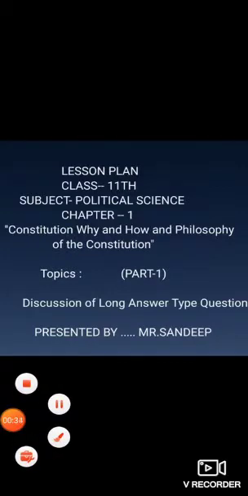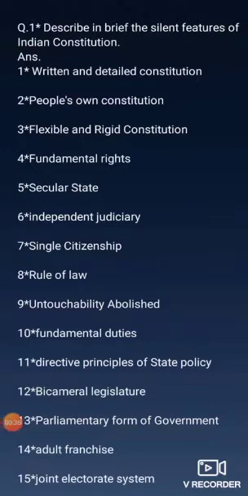Our first question: describe in brief the salient features of the Indian Constitution. It's a very important question from the exam point of view. There are many salient features of the Constitution, and we shall discuss all these features one by one.